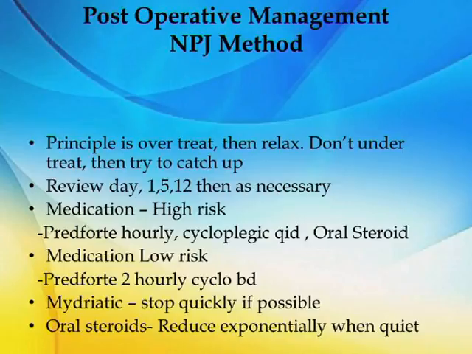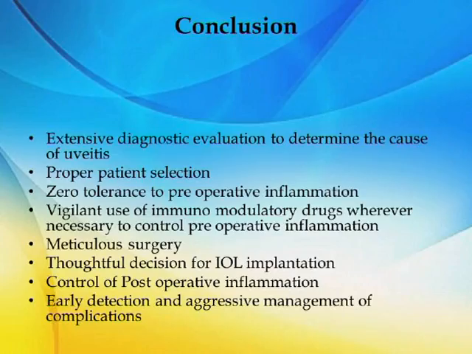If there is high risk, the medications are the following. Again, Predforte hourly, cycloplegic 4 times a day, and oral steroid. If the risk is low, then they can be on Predforte 2 hourly and cycloplegic only 2 times a day. If you are putting the patient on mydriatic, stop quickly if possible. Oral steroids also should be reduced exponentially when the eye is quiet.